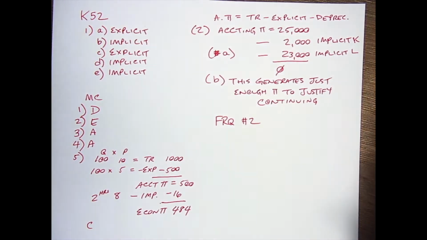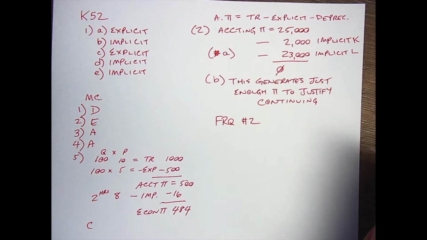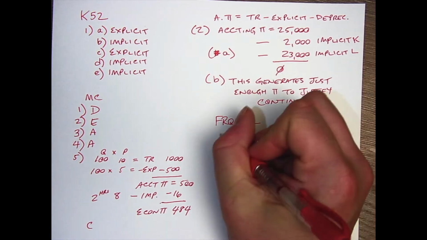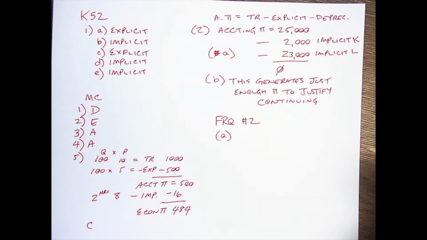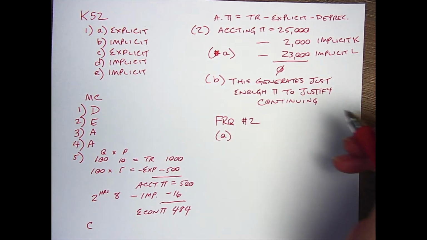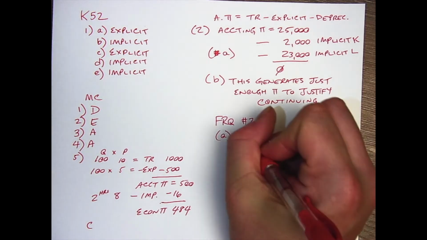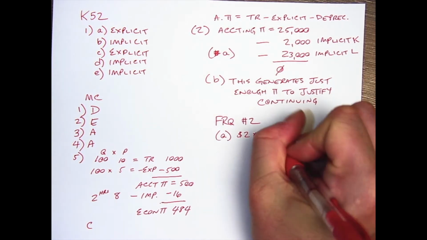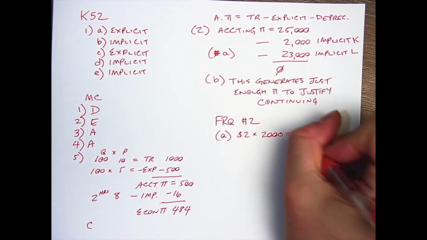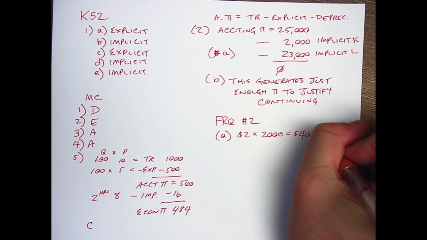FRQ number 2 on the next page talks about Sunny and how she owns a snow cone stand. It says in January, here's some data about that. It gives you the price, the quantity, the explicit cost, depreciation, and implicit cost of capital. For A, it says calculate Sunny's total revenue. That's the price times the quantity, so $2 times 2,000 equals 4,000.